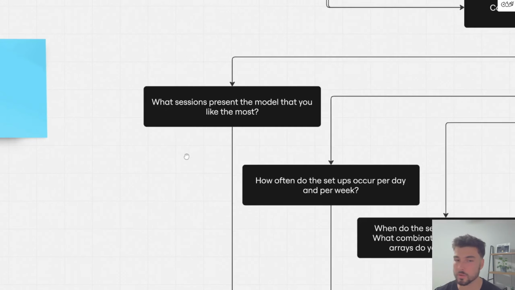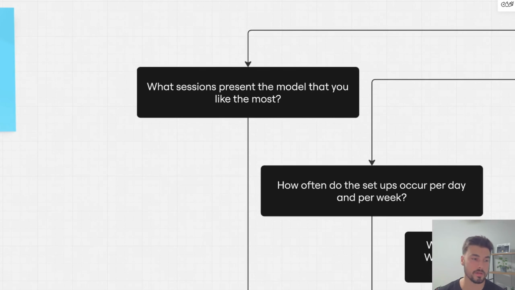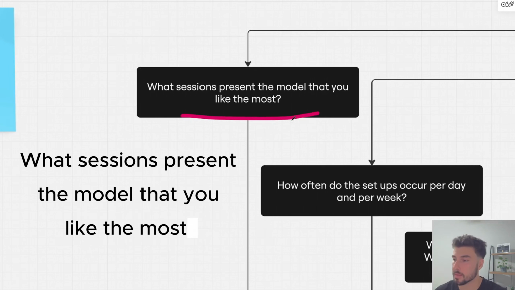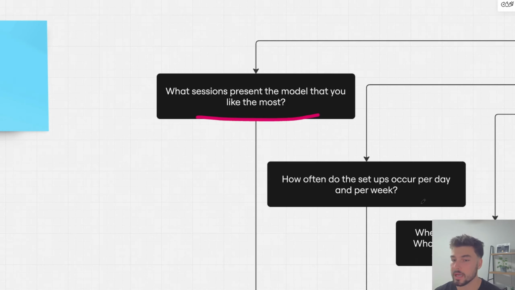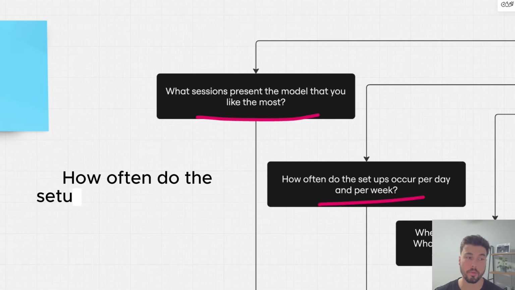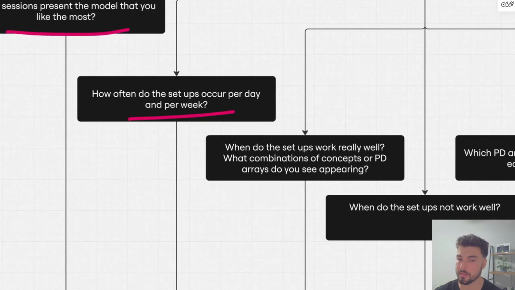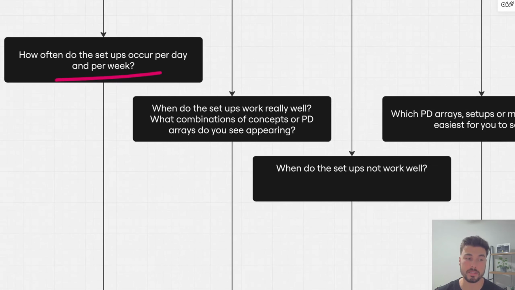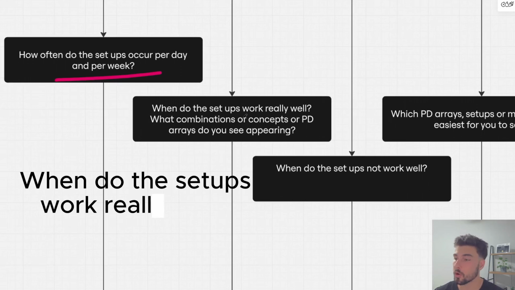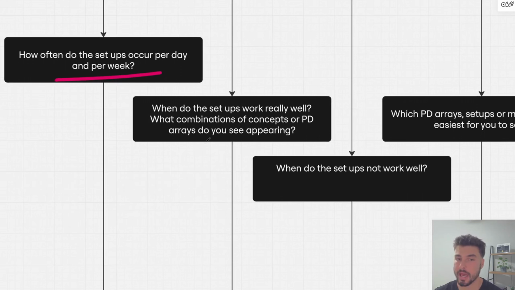Every single topic I've talked about so far. Number one, ask yourself this question, crucial. What sessions present the model or present the PD arrays and concepts the most? Number two, how often do the setups occur per day, per session, per week, per month? Number three, write these down again. When do the setups work really well? Crucial. And what combinations of PD arrays do you see appearing?